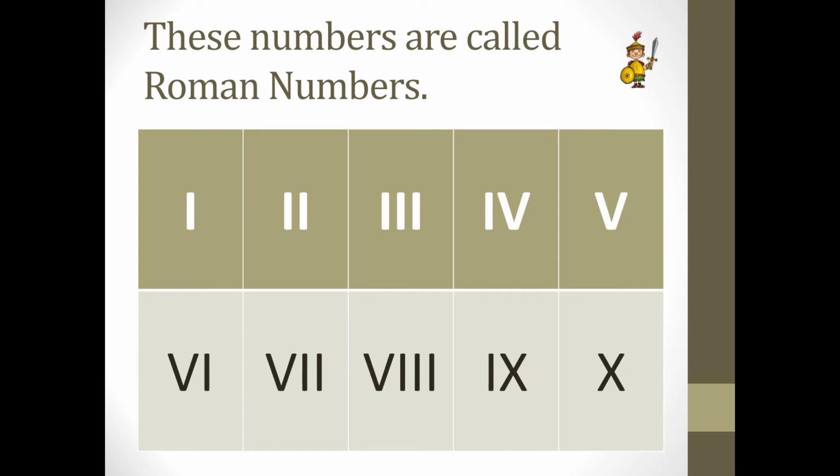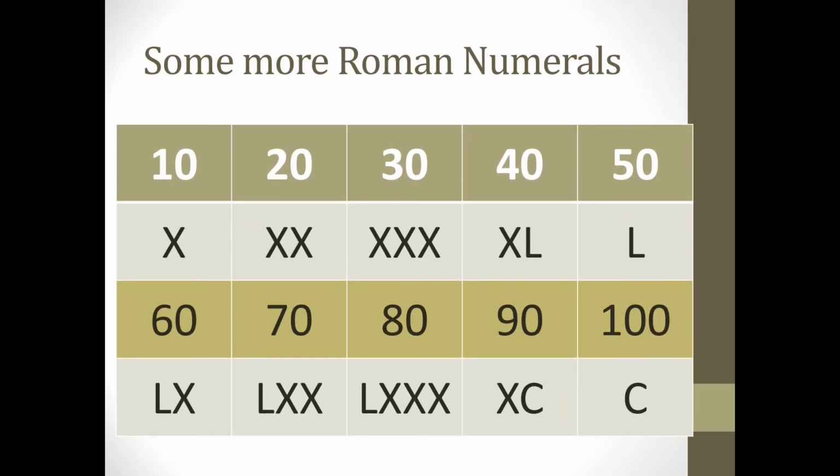Here are the Roman numbers from 1 till 10. 1, 2, 3, 4, 5 and in the bottom line we have 6, 7, 8, 9 and 10. Now we have numbers 10, 20, 30, 40 and 50. In 50 you can see that 50 is L and 40 is 10 less than 50, so we have XL. Then with 60 we have LX, with 70 we have LXX, so L, that is 50, plus 10 and plus 10, right? Can you see how the system works? Then for 90 we have XC, because 100 is C, so 10 less than C is 90.